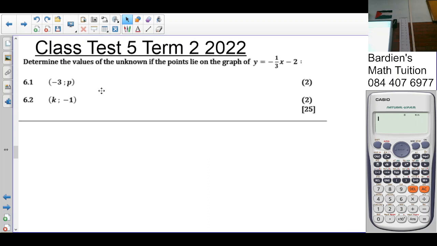Number 6. You're going to write another test on Friday, and this is Pythagoras and this Mickey Mouse, these graphs. 2 million class tests.